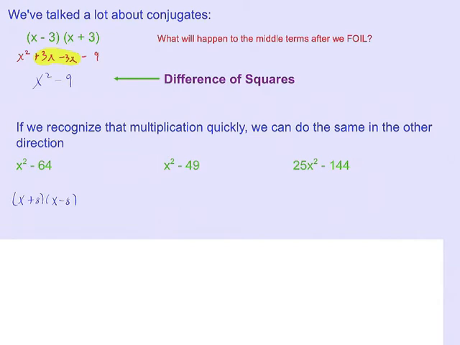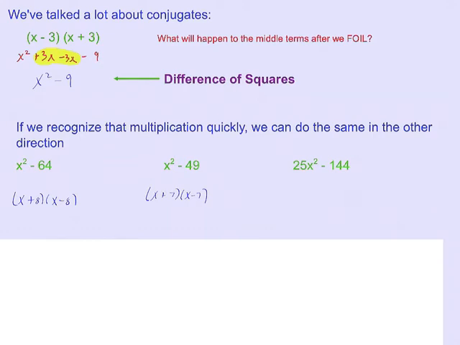Or x squared minus 49, as long as it's a difference of two squares. Keep in mind, by the way, the difference part is important. If it's not minus, none of this works. But the difference of two squares, x squared minus 49, its factors are x plus 7 times x minus 7.